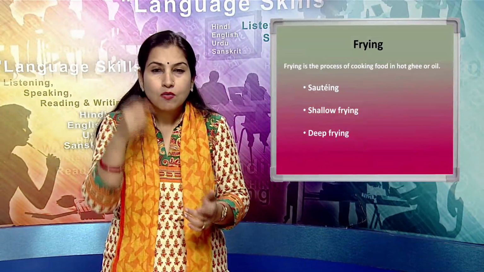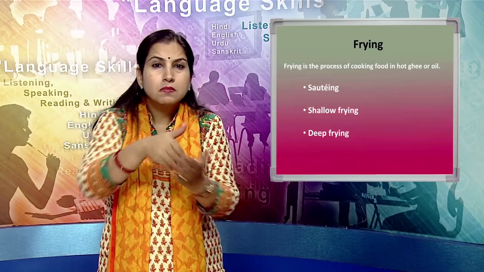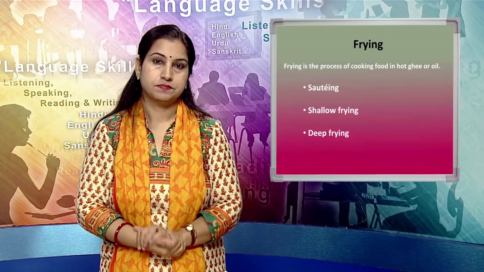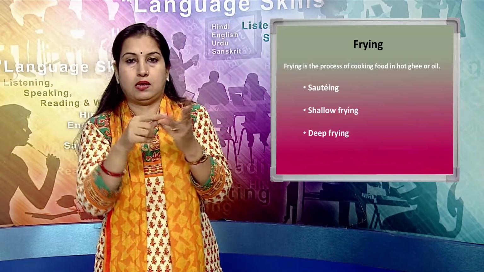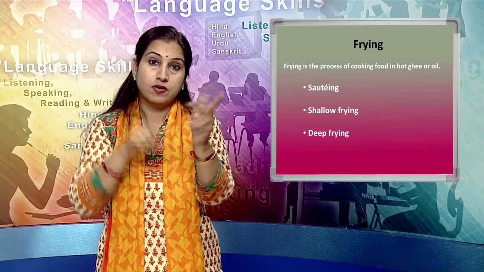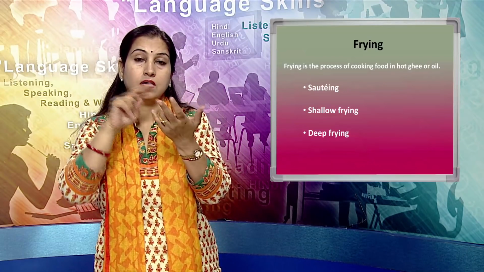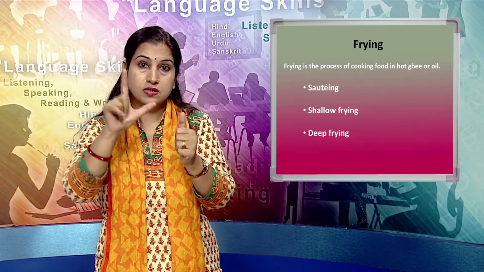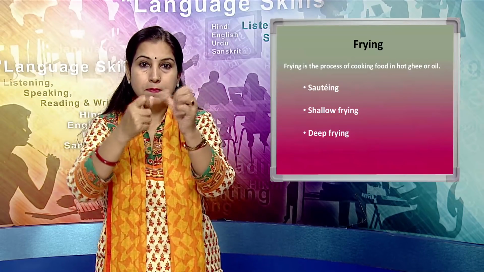Let us understand frying. Frying is the process of cooking food in hot ghee or oil. The amount of fat used in frying determines the types of frying. There are three methods of frying. The first one is sauteing. It requires very little oil. The second is shallow frying. Like you cook paratha or dosa through this method, shallow frying.